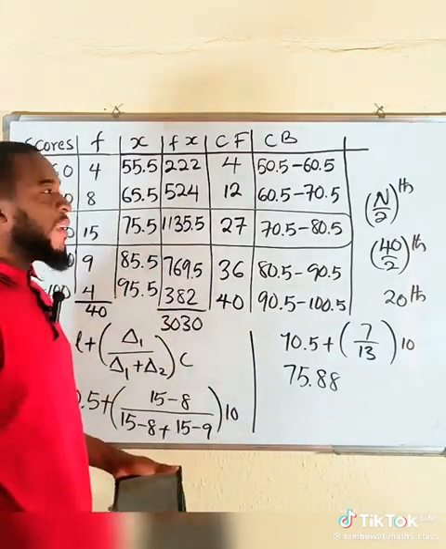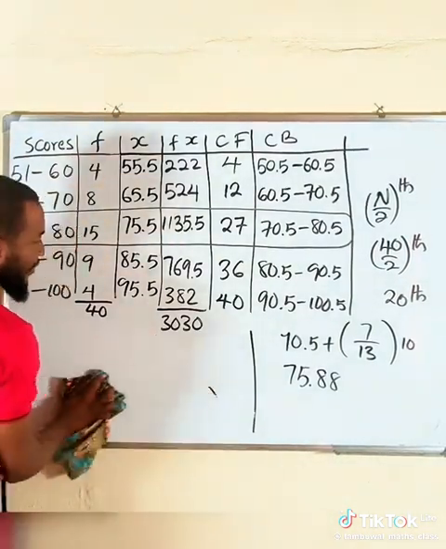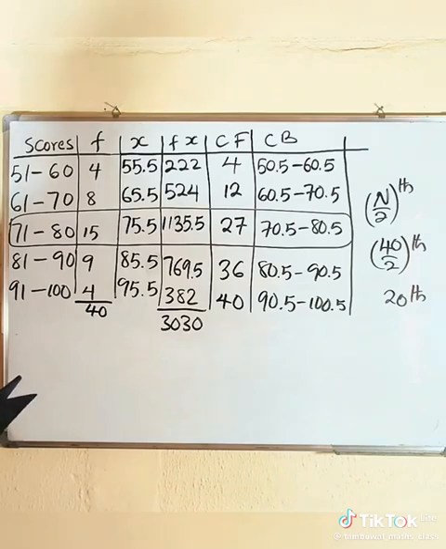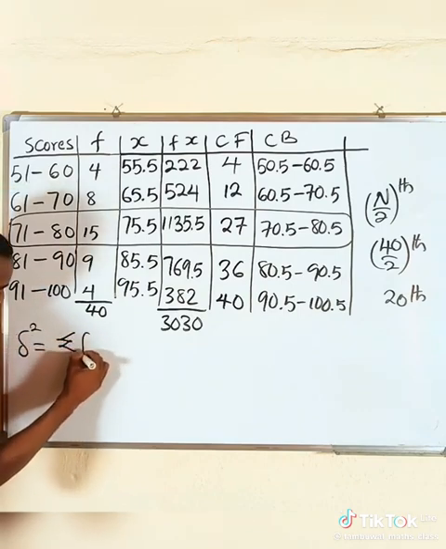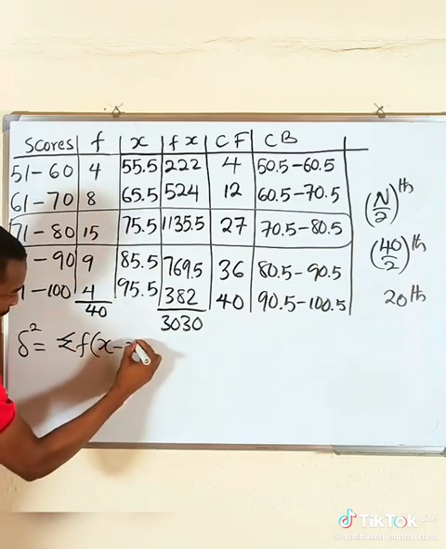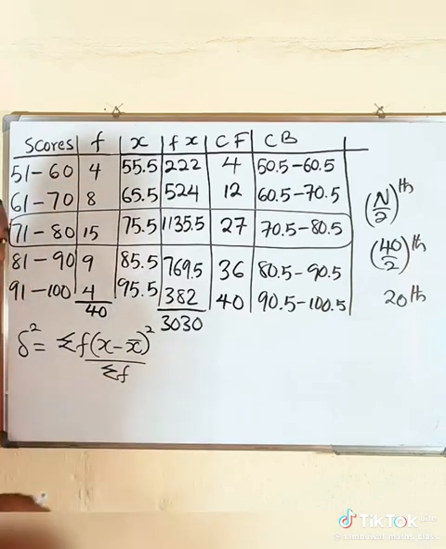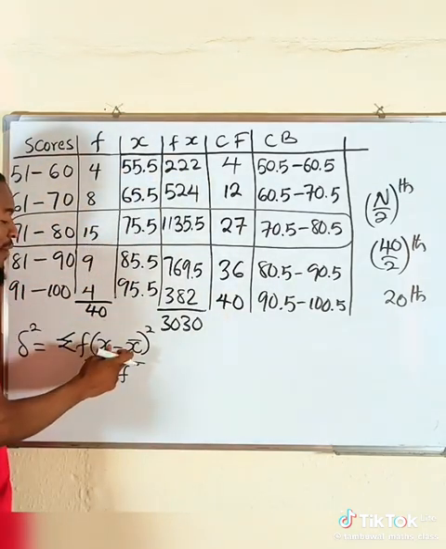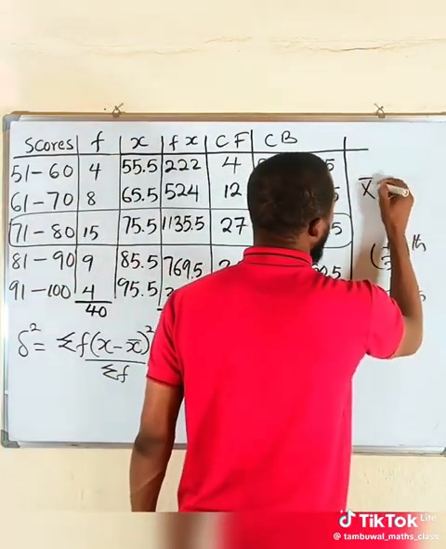For the variance and standard deviation, we need the mean. So I'm going to bring it back. But let me write the formula first. The formula for variance is equal to the summation of f of x minus x bar squared divided by the summation of f. Yes, this is the formula. We have x, these are the x's. We have x bar, and x bar, if you could recall, it is equal to what?